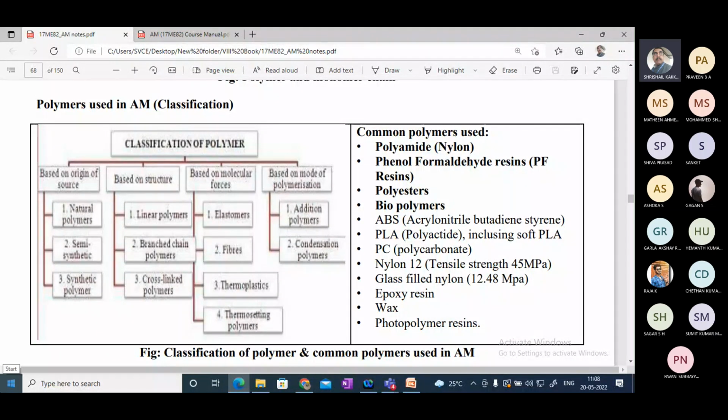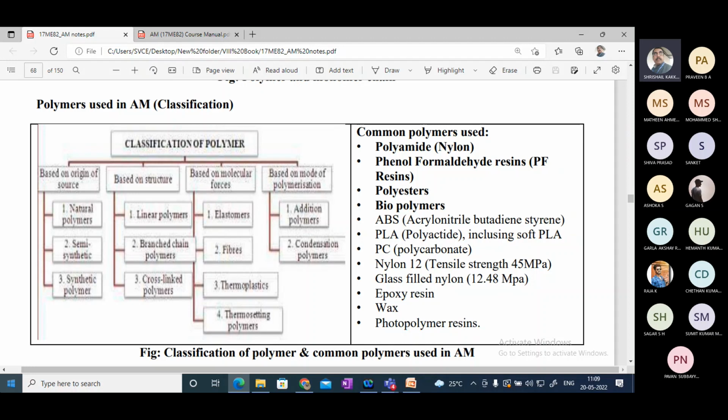Basically, we have four important classifications. Based on the origin of sources: natural polymers, semi-synthetic and synthetic polymers. Based on the structure: linear polymers, branched polymers or cross-linked polymers. Based on the molecular forces: elastomers and fibers, thermoplastic and thermosetting polymers. These we have already studied directly. The thermoplastic and thermosetting polymers, we know the main important differences between them.